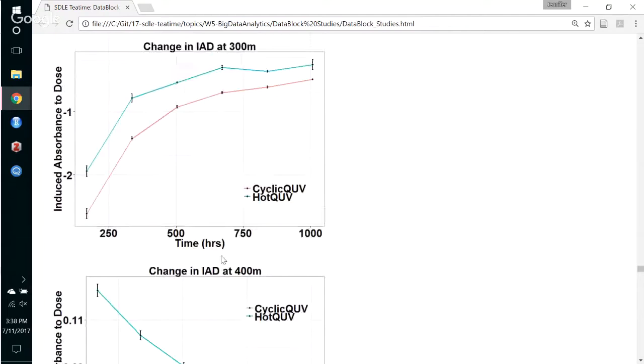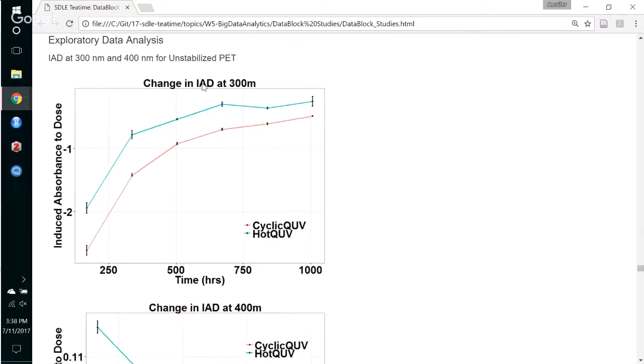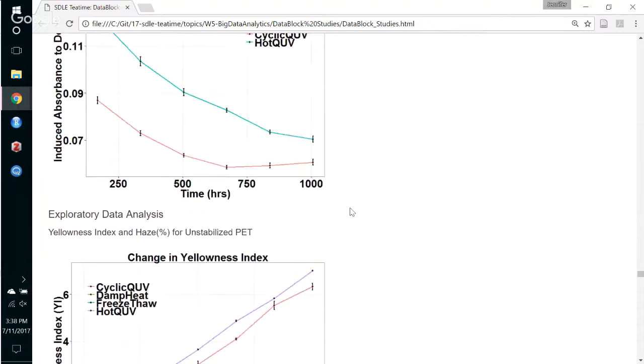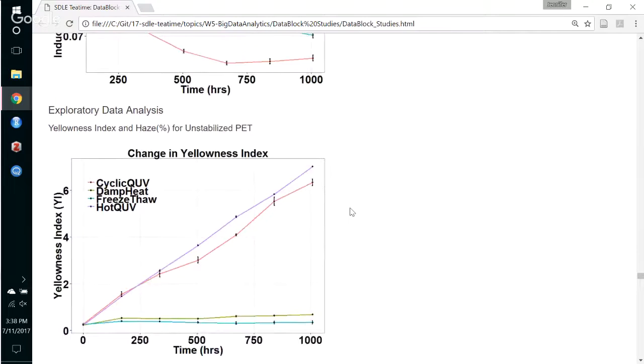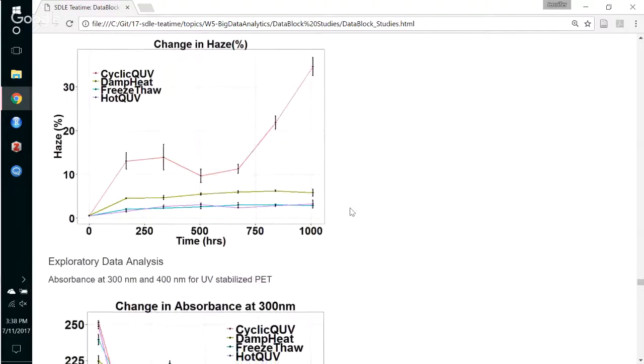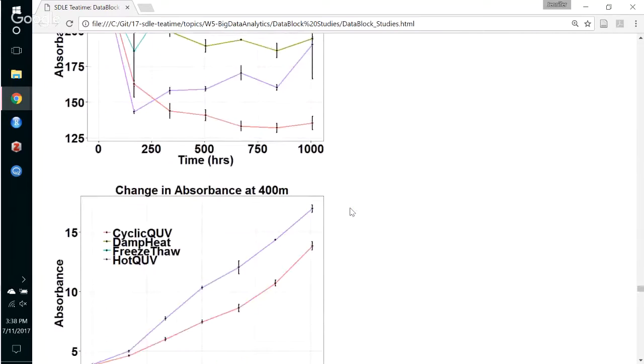So again, this is the rate of change of the absorbance as a function of dose. And so since this is negative, it's absorbing less, which means it's photobleaching, but the photobleaching decreases as a function of time. And so these are useful to get an idea of what factors you should be considering when building models and trying to correlate your data.